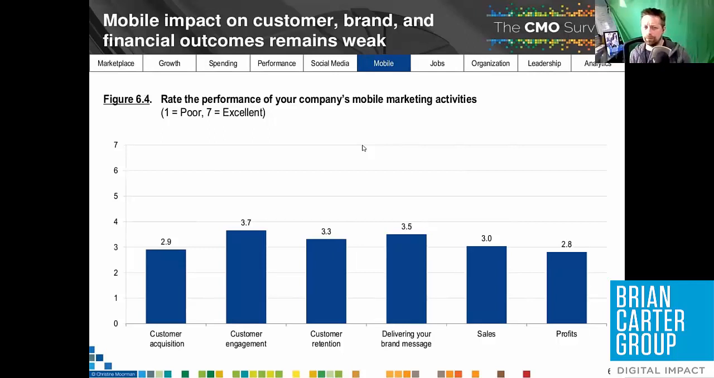Mobile impact on customer brand and financial outcomes remains weak. So it's best at customer engagement. Right. How can you not deliver your brand message? I mean, that's what we were talking about. It's like, just put it in the picture, in the brochure. Yeah, I delivered it. That should be a 7, right? I don't know how it's not a 7.